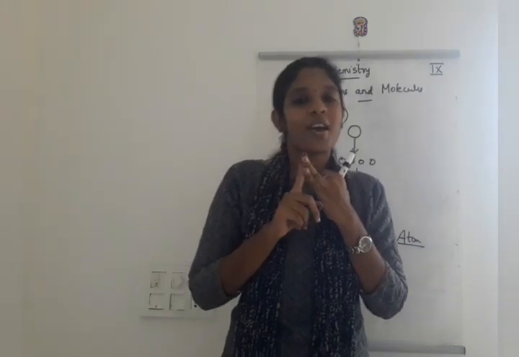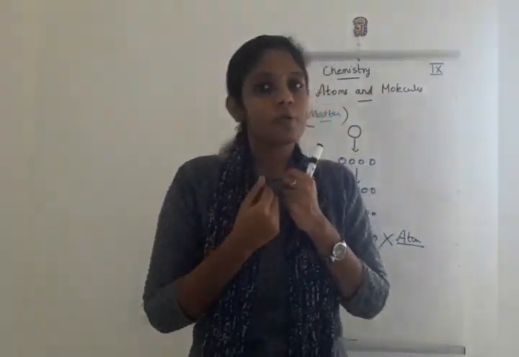So in the law of chemical combination, how atoms combine, you have to study two laws: the law of conservation of mass and the law of definite proportion. Now you will learn only the first one today, the law of conservation of mass. The next law you will learn in the next class. Okay, so now we will move to the law.